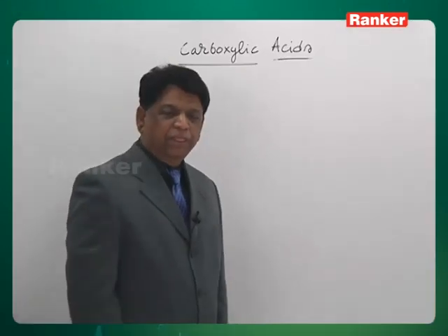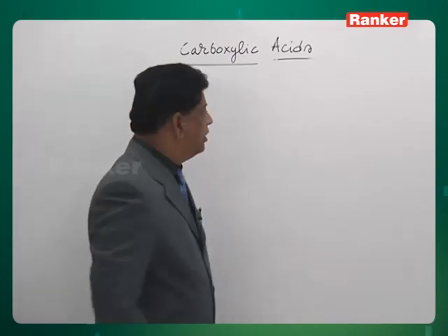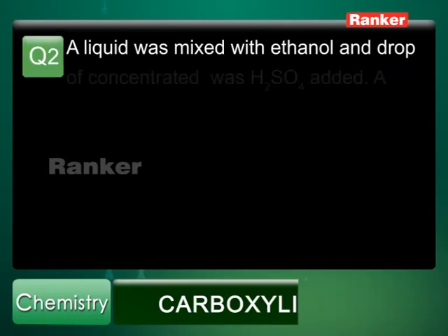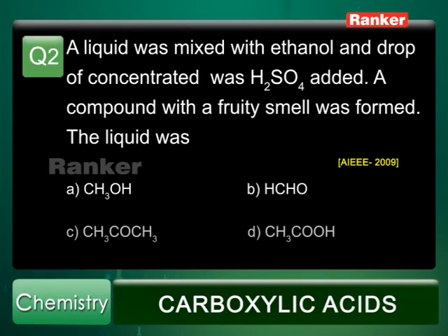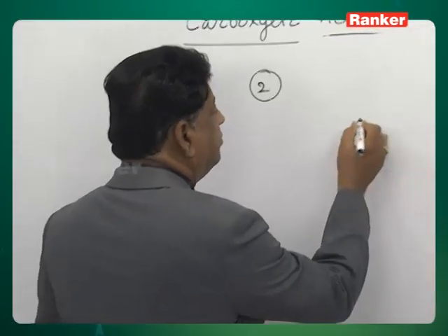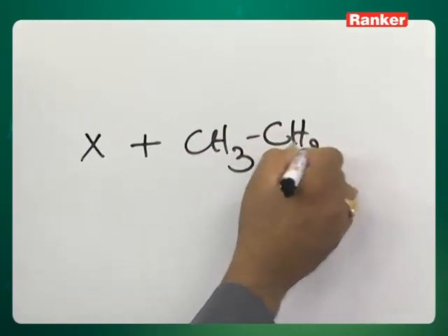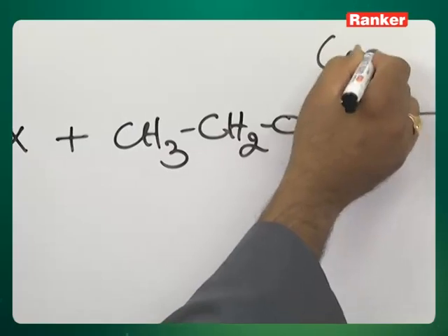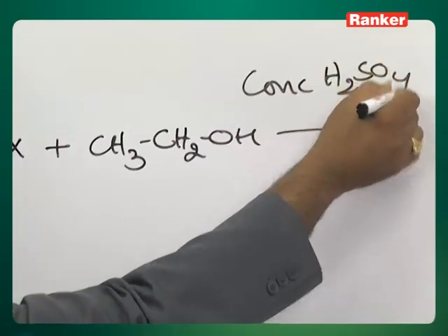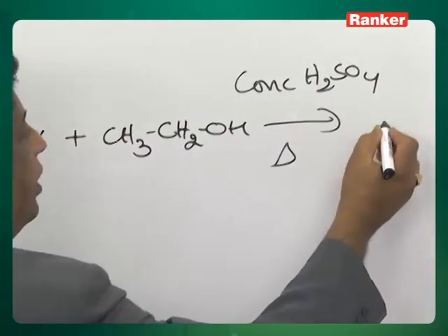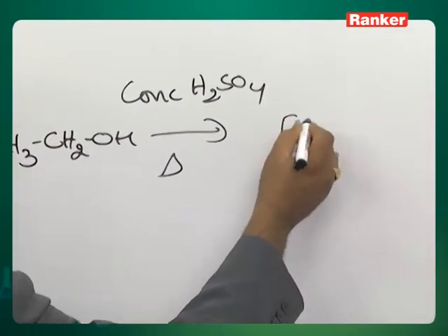Let's go to question number 2, a descriptive question. Question number 2 appeared in 2009. A liquid was mixed with ethanol and a drop of concentrated sulfuric acid added, and a compound with a fruity smell was formed. The liquid is? So he has taken ethyl alcohol, some X compound he has taken and added ethyl alcohol in presence of concentrated sulfuric acid. H2SO4 is the catalyst he is using, and then he got a compound which has a fruity odor.